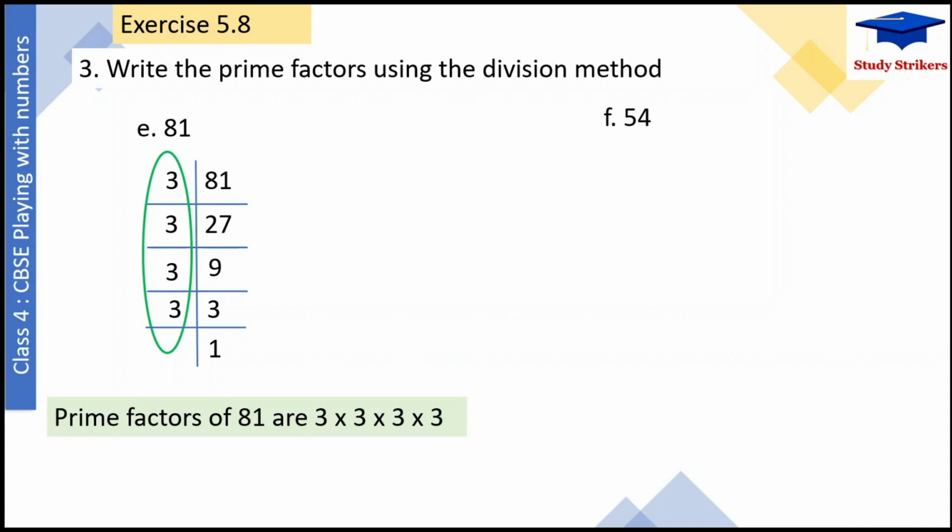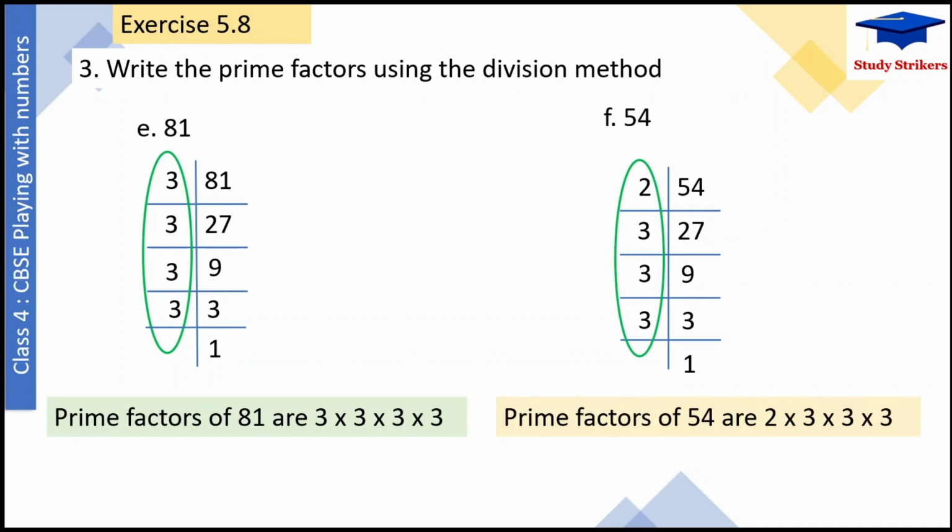Now we have to find prime factors of 54. So here we go. 54 divided by 2 will get 27. 27 divided by 3 will get 9. 9 divided by 3 will get 3. 3 divided by 3 will get 1. So the prime factors of 54 are 2 into 3 into 3 into 3.